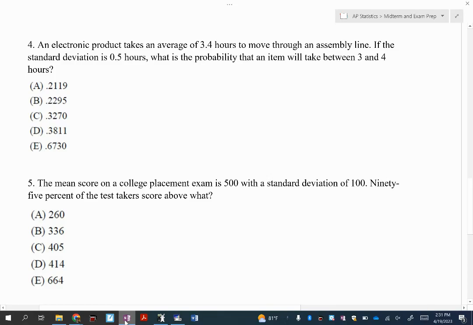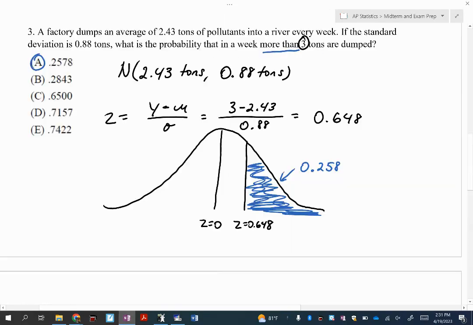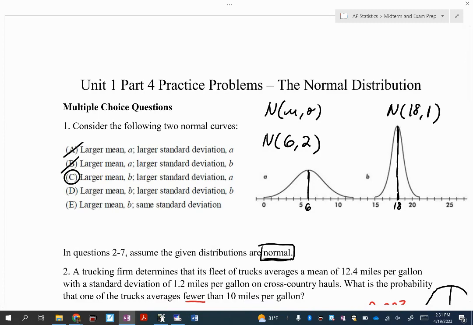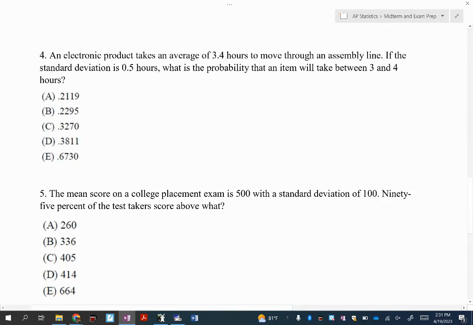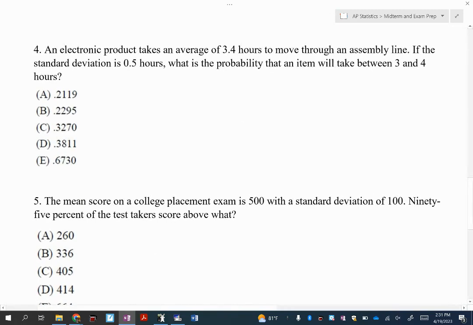With our P3 class, we're going to be finishing the problems from Unit 1, Part 4. All right, this is about the normal model. So we know that these are normal. They told us to assume normality here.